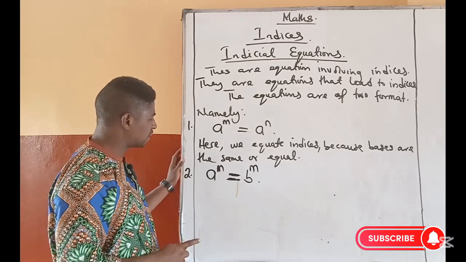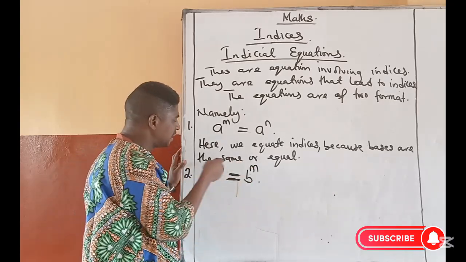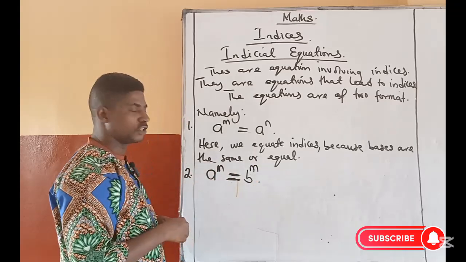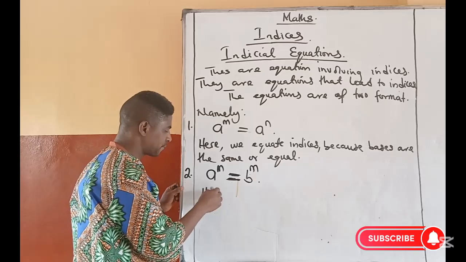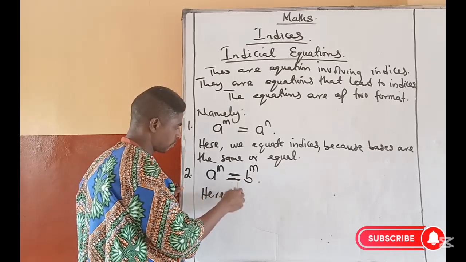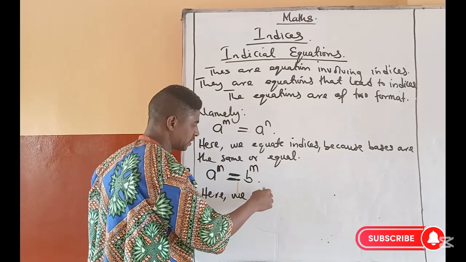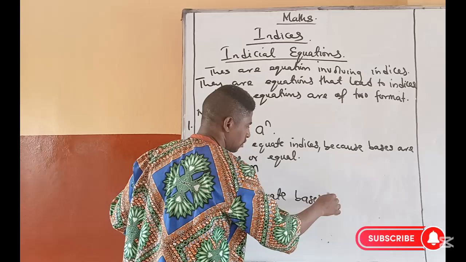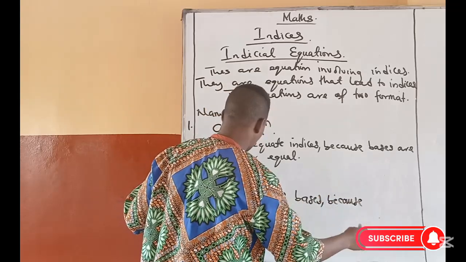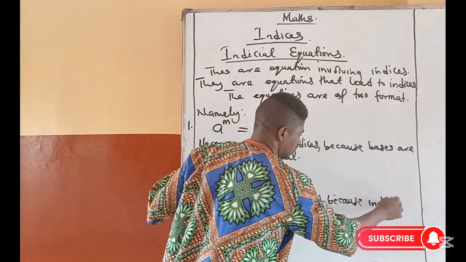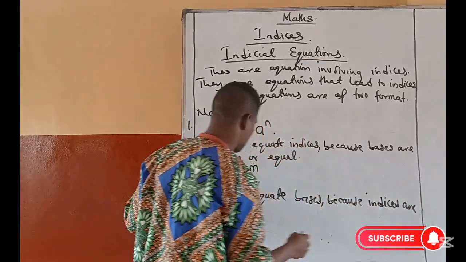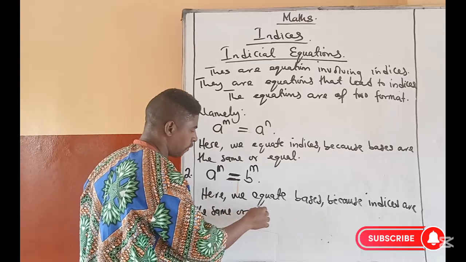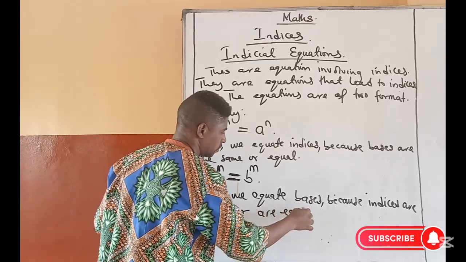The law of indicial equation is saying because the indices are equal, the same, the bases must also be equal or the same. So here we say we equate bases because indices are the same or equal.